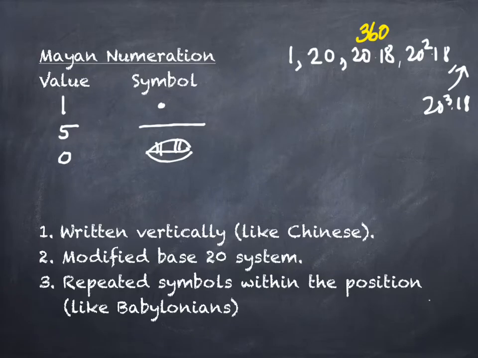All right, so last time we were in the middle of the Mayans, well, almost at the end of the Mayans. Just a reminder, a few things about the Mayans. They had a modified base 20 system. They had dots and lines and this shell sort of shape. It was written vertically with the smallest place value on the bottom, largest place value on the top. And they repeat some symbols when they want bigger numbers within that place value.